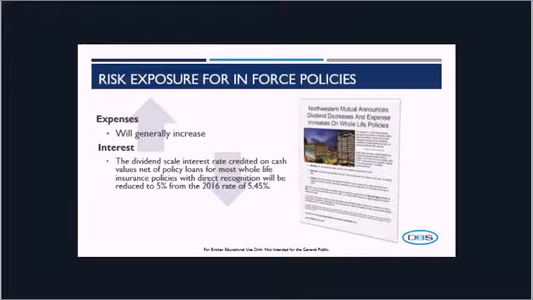Here's a real life example of some changes that happened in November of 2016. Northwestern Mutual announced that they were going to increase their expenses generally. They didn't say by what amount, but they just said in-force policies were going to have a general increase in expense charges deducted from them. And they also went on to say that they were going to reduce the crediting rate 45 basis points from 5.45 down to 5.0. Again, given that policies that were sold 10, 15, 20 years ago, some of these crediting rates from Northwestern were north of 9%. So this is a significant decrease, if you will.